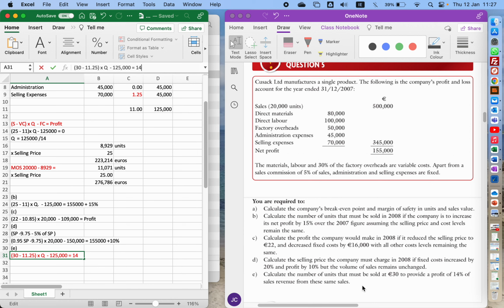So we get 14% times sales price, which we know is 30, times quantity. And we're going to work that out. 14% of 30, we'll put that on as a Q, so that multiplied by Q. And then we'll bring it over to the other side and subtract it. We'll end up with all the Q's on one side, 125,000 on the other side, and that's how we should be able to work it out. Hopefully that makes sense.